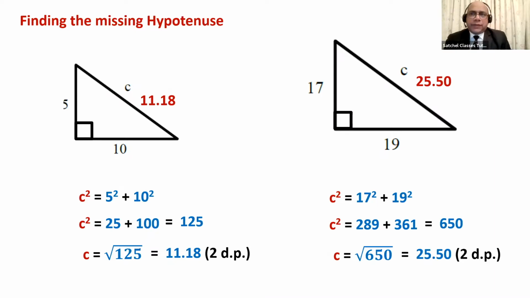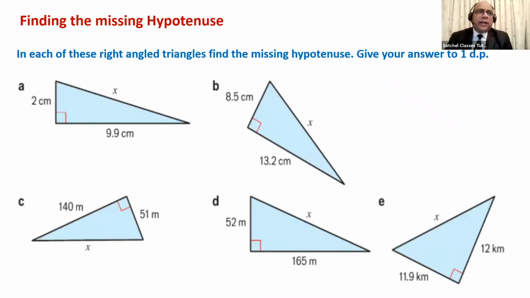Right. Now here's some for practice. In each of these right angle triangles, you need to find the length of the missing hypotenuse. And you need to round your answer to 1 decimal place. You may use your calculator if you want, and pause the video at this moment in case you want to give it a try.